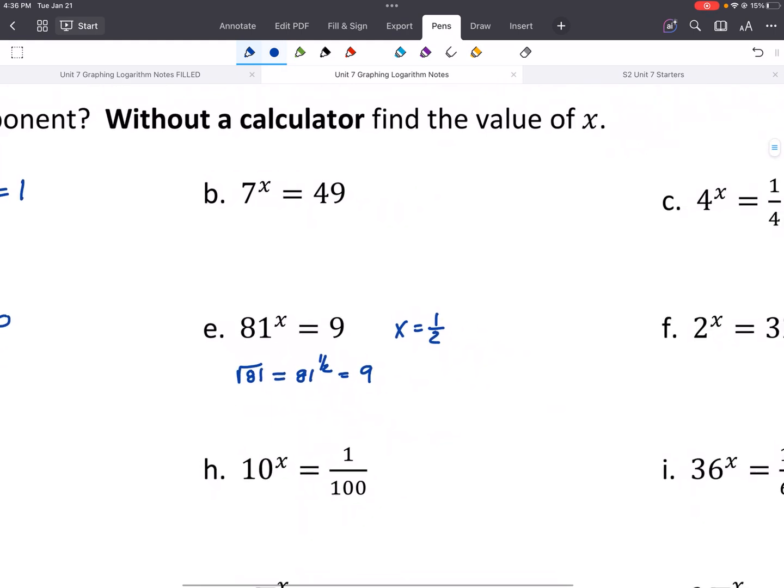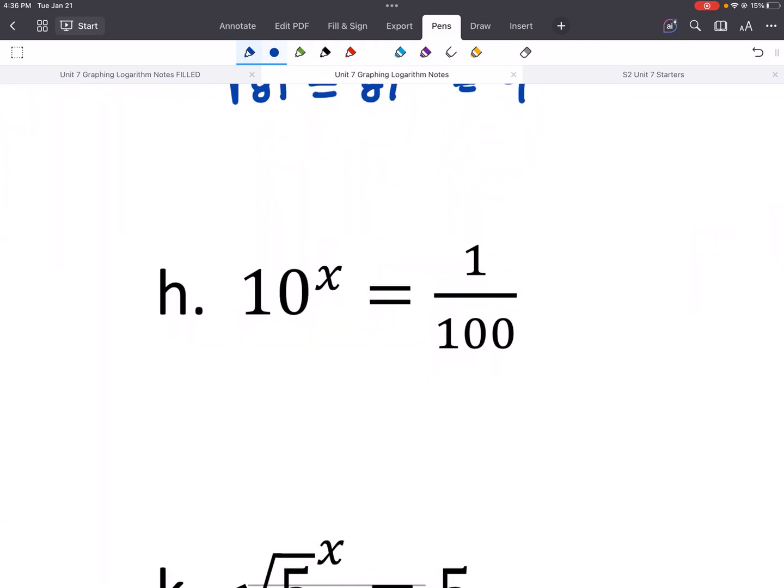All right. And then maybe let's look at this one, and then I'll have you pause and see if you can do some of the others. So 10 to the what is 1 over 100? Again, let's first talk about this. What do we have to do to 10 to give you 100? We would have to square it, right? That would give us 100. But what's going to make it go to the denominator? What's going to make it do its reciprocal? That would be the negative. So x here has to be -2. All right.